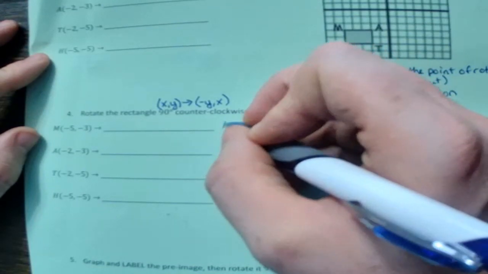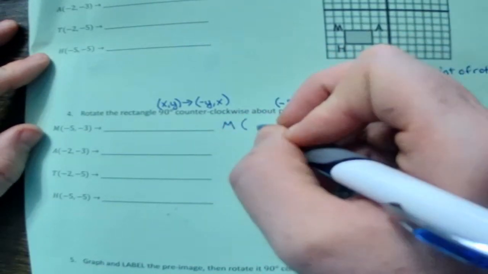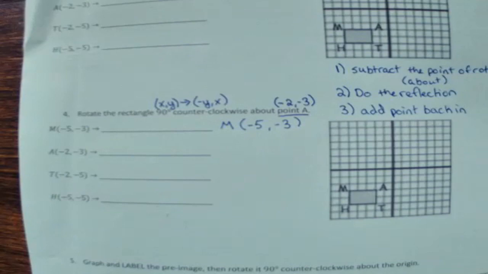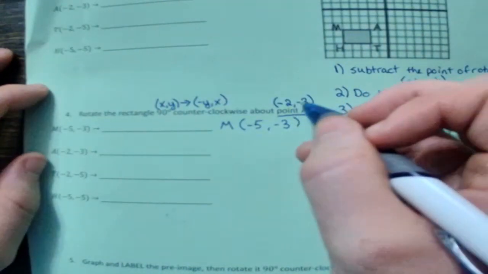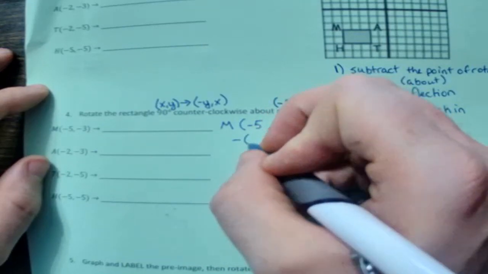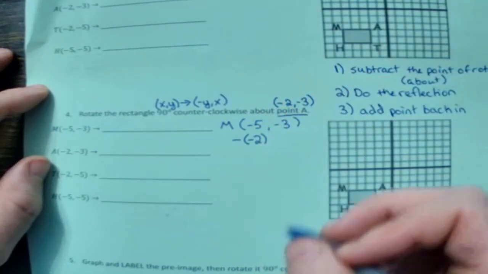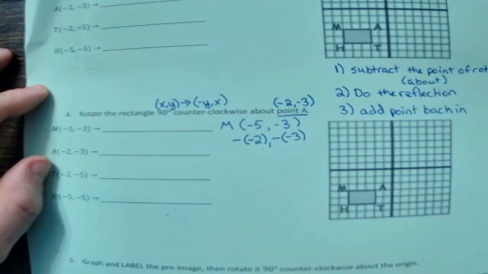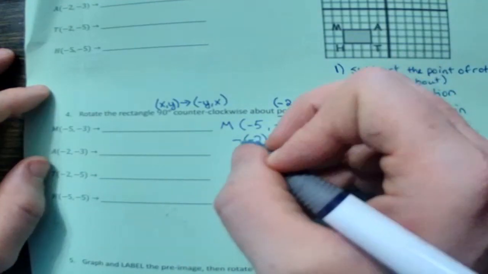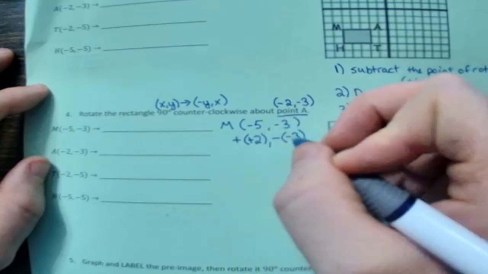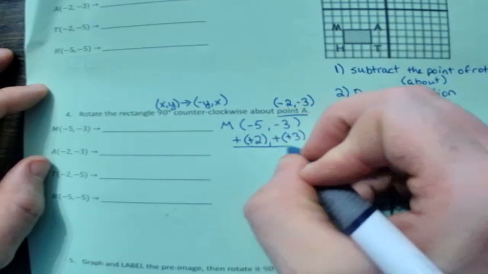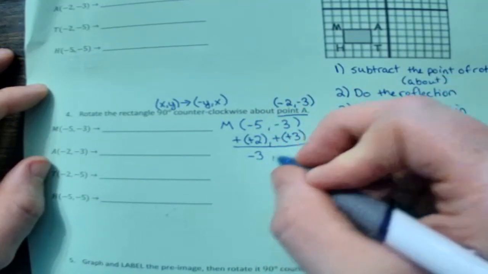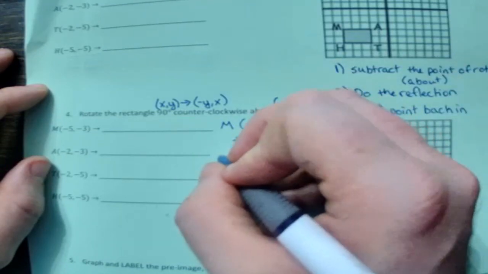So M was at -5, -3. Step 1 wants me to subtract the point of rotation. So I am going to be subtracting a -2 for the x value, and I'm going to be subtracting a -3 for the y value. In this case, minus and negative, the signs have to change to positive. So -5 plus 2 is -3. And -3 plus 3 is 0. So what we just did was step 1.